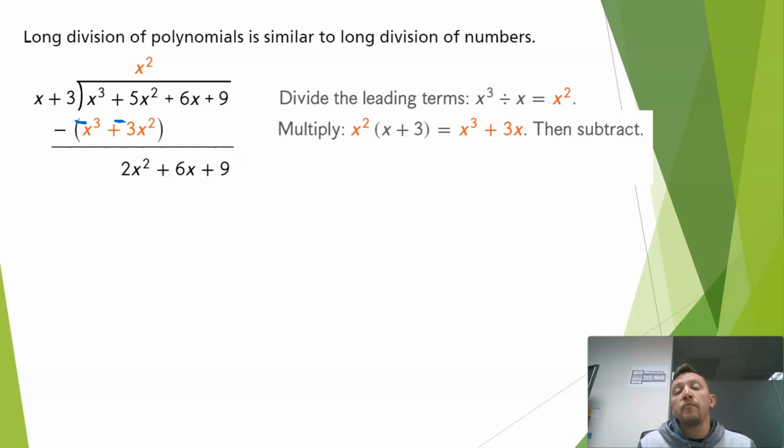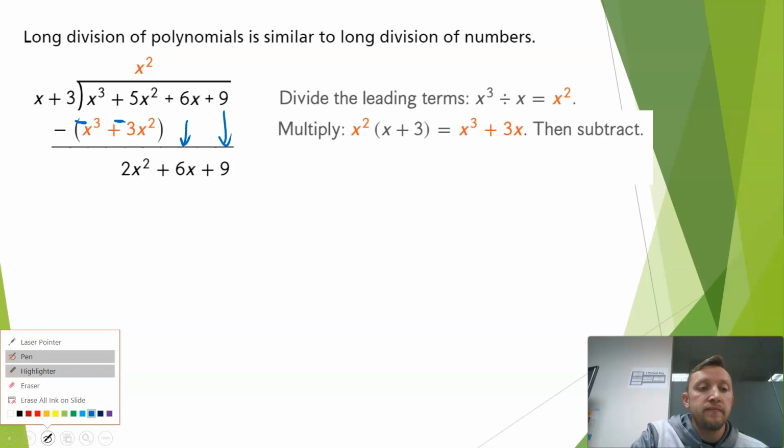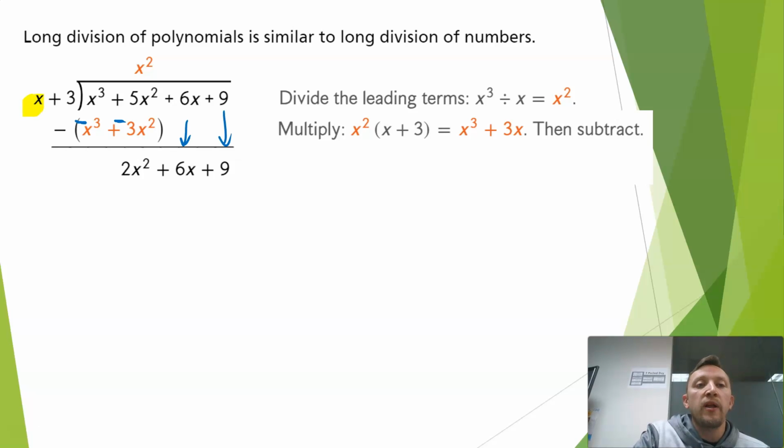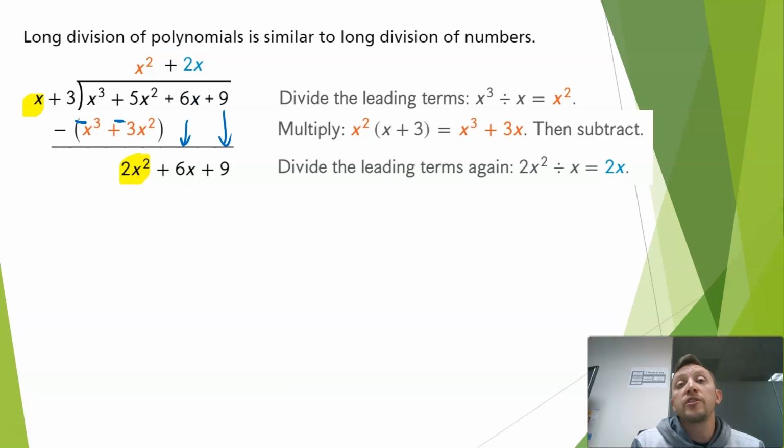So we would have x cubed minus x cubed, which is nothing, and 5x squared minus 3x squared, which is 2x squared. And then we bring down the 6x, and you can bring down the 9. If you wanted to bring down both of them, you can, or just one of them, it doesn't matter. But now we look to see, what would I multiply x by to get 2x squared? Well, that would be 2x, because 2x times x would be 2x squared. So we would put 2x up above there.